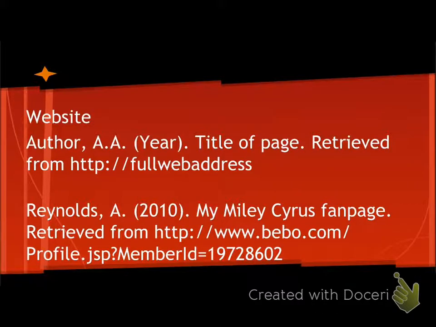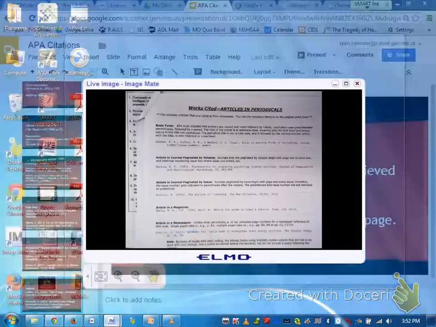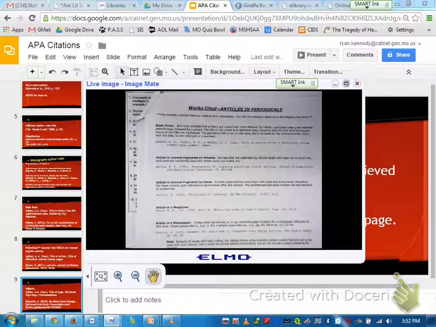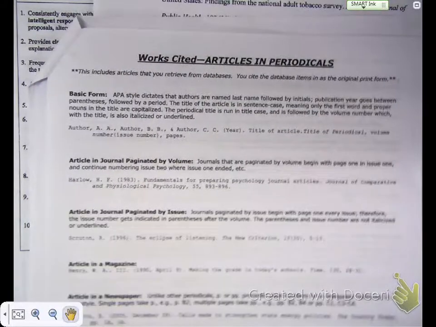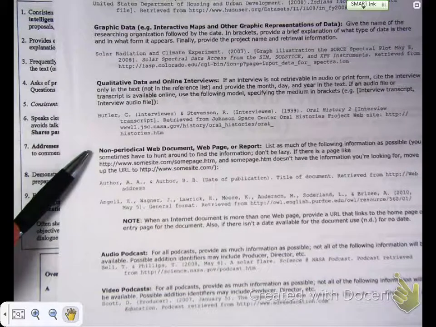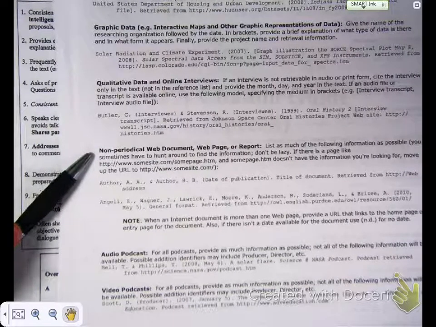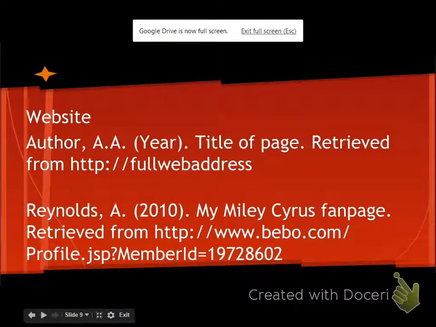The last basic one I want to talk to you guys about, the last one that you'll want to star in your APA packet, is the generic website. So if you're looking at the articles and periodicals page, you flip to electronic sources, flip again, and find non-periodical web document, web page, or report. That's your basic website format. And that's where you end up here.